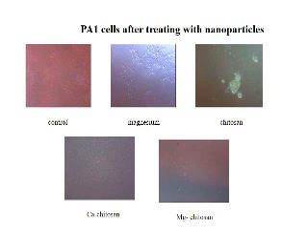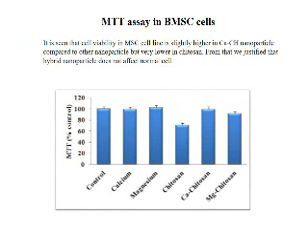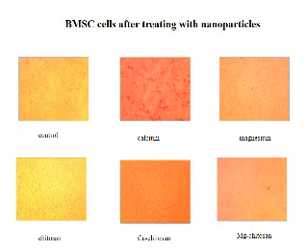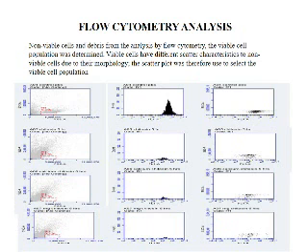This is the PA1 cells after treating with the nanoparticle. It has been shown that calcium chitosan and magnesium chitosan have a lower cell population. In the MTT assay in BMSE cells, it has been shown that magnesium chitosan and calcium chitosan have the same level as the control. Here we justified that the hybrid nanoparticle does not affect the normal cells. This is the BMSE cells after treating with the nanoparticles. Calcium chitosan and magnesium chitosan have the same level of cells as that of control.